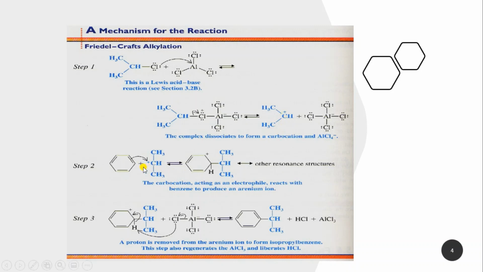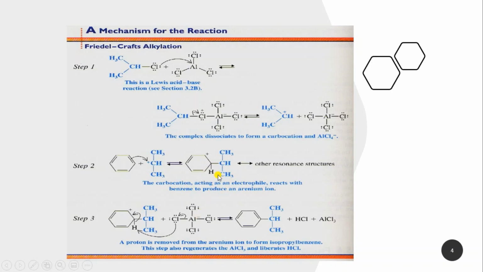Now what happens in the next step? The benzene ring attacks the tertiary carbocation, and there is another carbocation formation where the aromaticity has been lost. The electron pair of the benzene has been pushed towards this electron deficient tertiary carbocation, and there is a carbocation formation in the benzene ring, and also a loss of the aromaticity. So this is an intermediate.